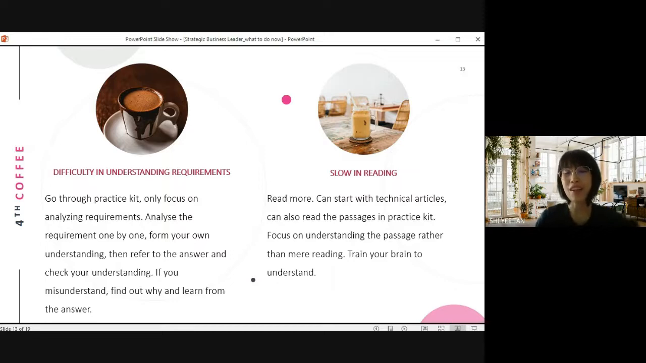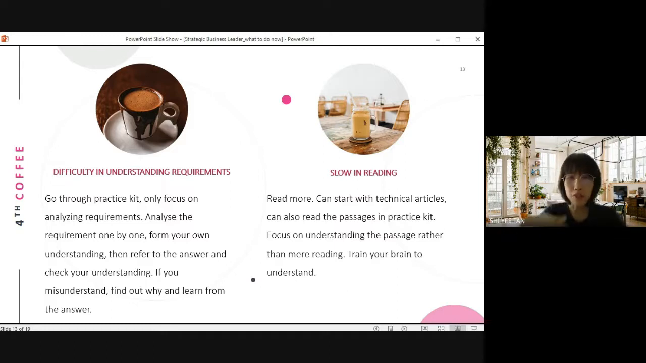You can start with technical articles. You can also read the passages, it means the case study in the practice kit. When you read, we don't mean just read more. We don't focus on reading the whole thing. The most important thing is when you read a sentence, you have to understand it. So you focus on understanding the passage rather than mere reading.